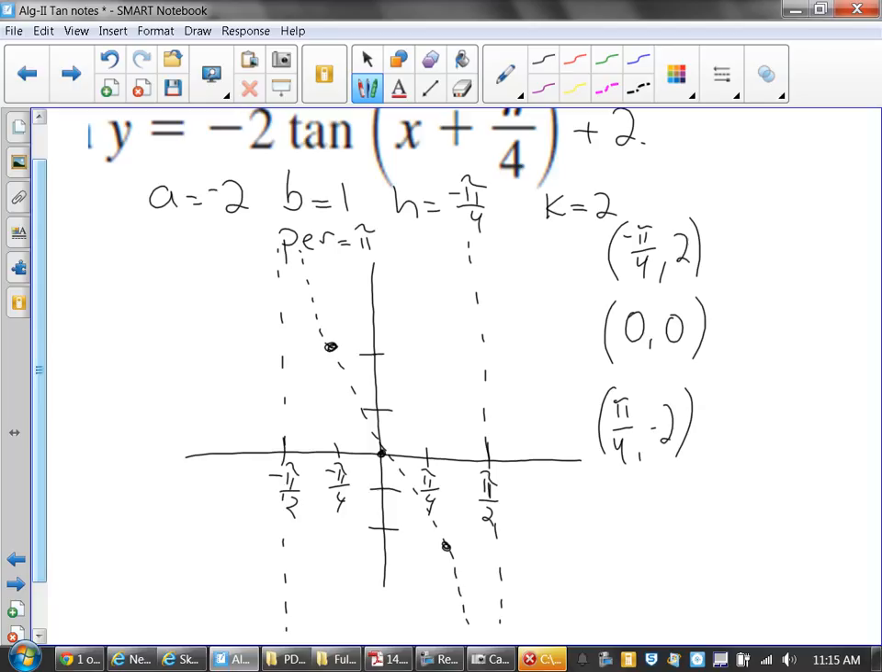So that means my new ordered pair for the new origin will be at where? H goes first. It's going to shift over to negative pi over 4 and 2. That's where the new origin goes. All right.